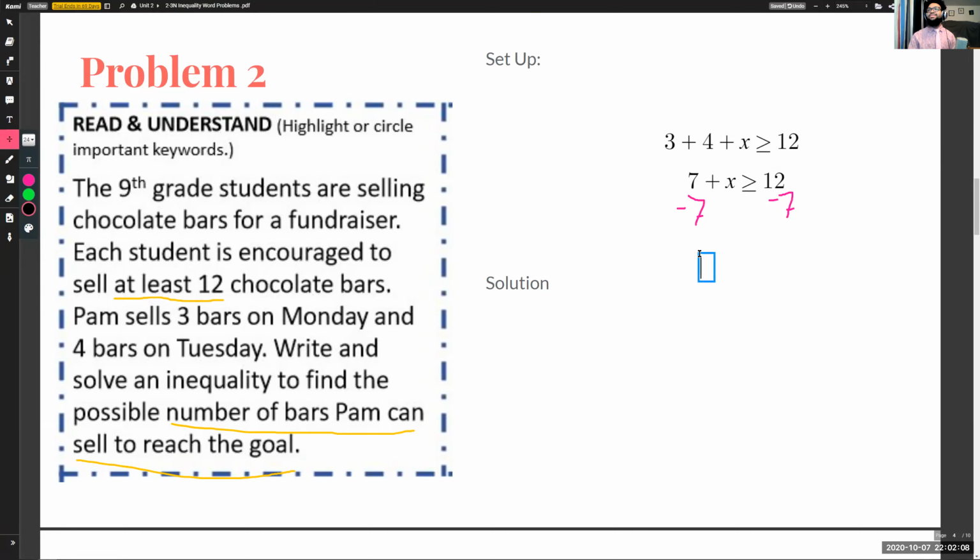And then our answer is going to be x is greater than or equal to 12 minus 7. It's going to be 5. All right, any questions on this? If you have a question, go back to the Zoom meeting and ask me, okay?